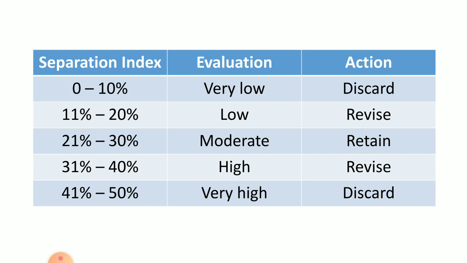So we have here a table which shows the scale for separation index. If the computed separation index is from 0 to 10%, that is very low, then discard the item. If it is 11% to 20%, that is low, then revise the item. If it is 21% to 30%, that is moderate, then retain the item. Then, if it is 31% to 40%, that is high, revise the item. If it is 41% to 50%, that is very high, then discard the item.